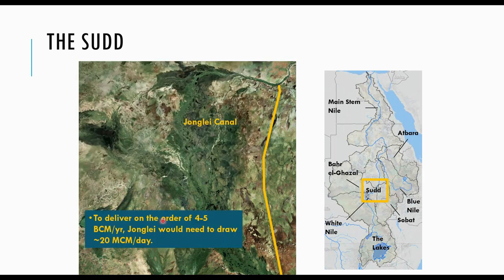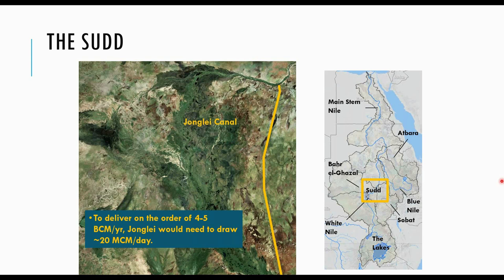And estimates have been made, pretty easy water balance estimates to confirm, that if you want to deliver 4 or 5 billion cubic meters downstream, the advantage being that you'd have virtually no evaporation compared to what would happen in the Sud, if you want to enhance that flow by 5 billion cubic meters, which is substantial for a river where you're talking about maybe a 15 billion cubic meter average flow coming out of the Sud today, then you would need to draw 20 million cubic meters per day. So there are some good design specifications if we want to understand what the Jongli Canal would do.